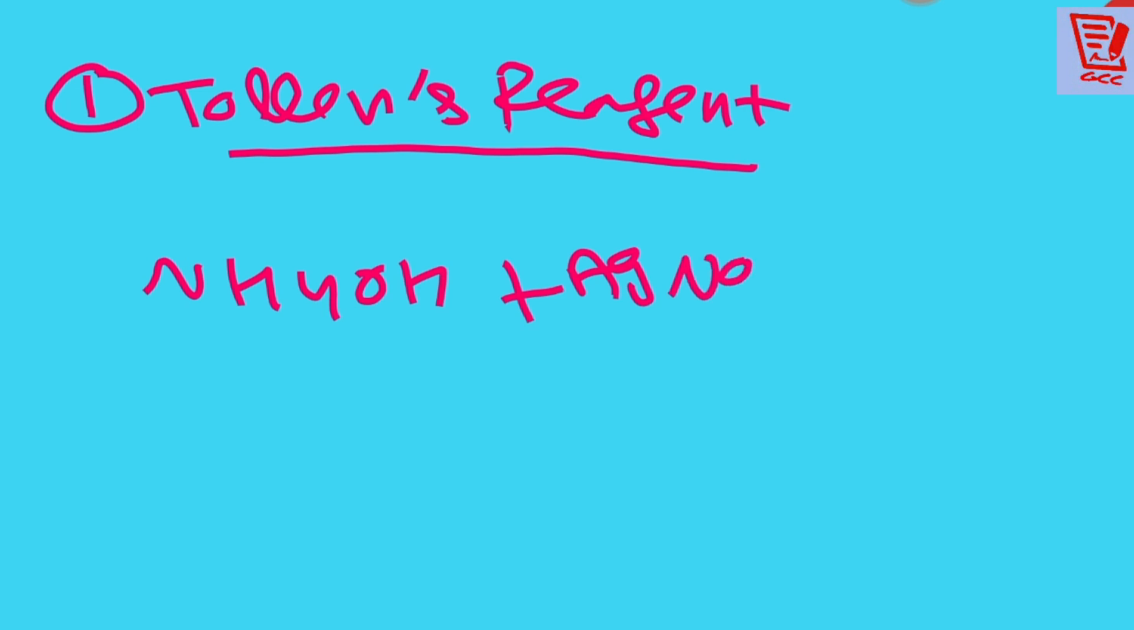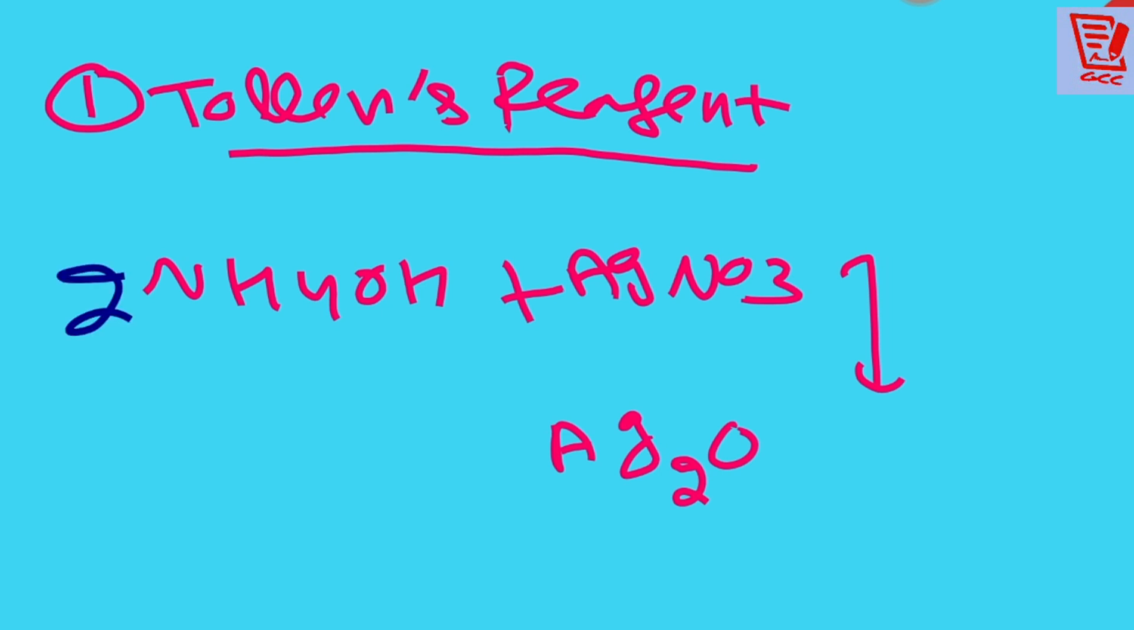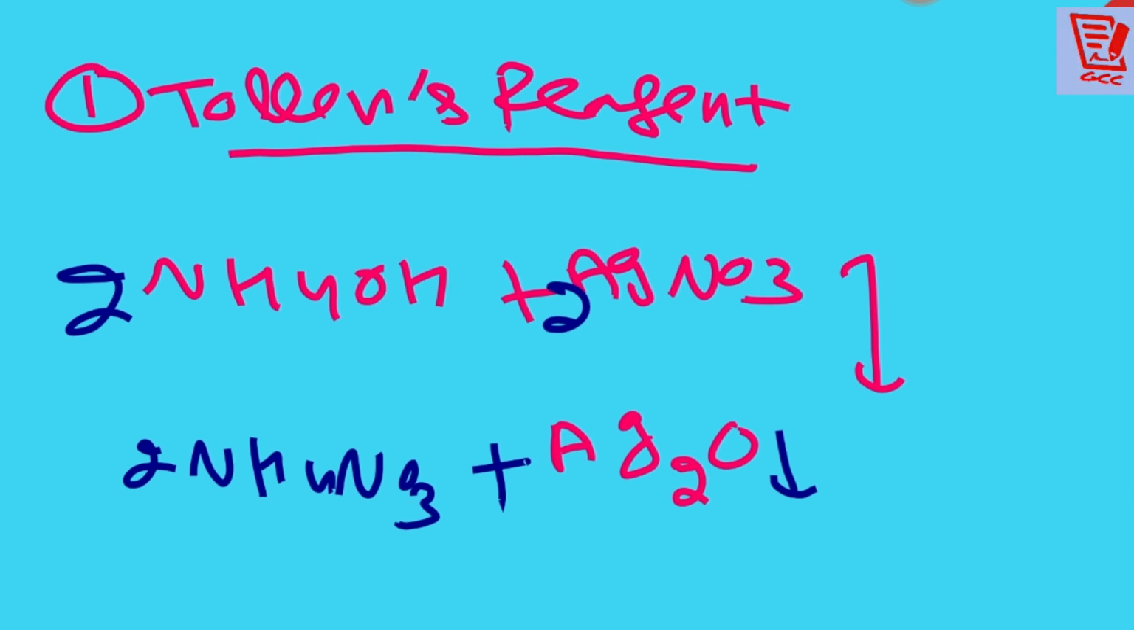It's an ammoniacal solution of silver nitrate. We prepare it by adding NH4OH to the silver nitrate till gray precipitates of silver oxide are formed. Let me balance this equation: 2NH4OH plus 2AgNO3 gives Ag2O gray precipitate, plus 2 moles of NH4NO3 as side product, plus H2O.